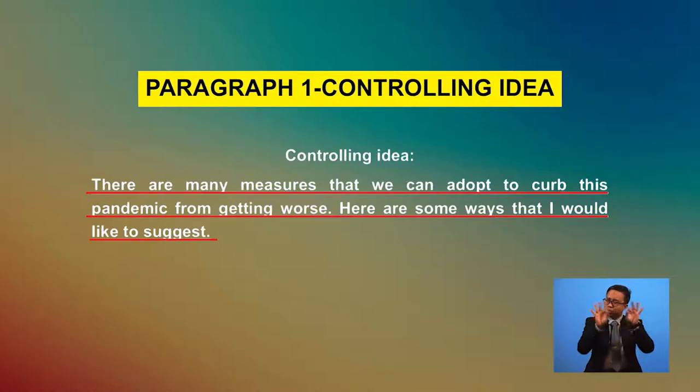Think about the upside-down triangle which I mentioned earlier, and look at the underlined sentence. This sentence is very important because it informs the reader what the rest of the article is about. I have written that as the controlling idea. When I read your first paragraph, I should be able to tell what the rest of the article is about. That is the purpose of the controlling idea in the first paragraph. Are you ready for the second paragraph?